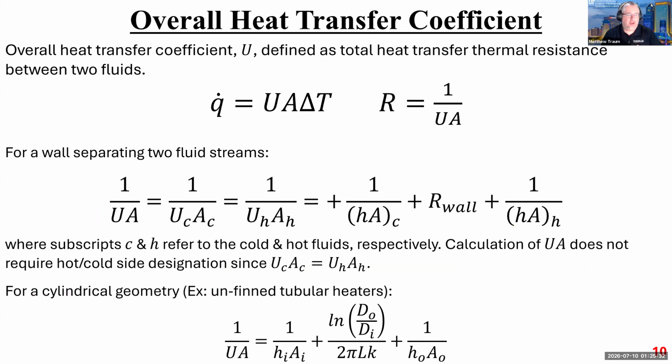Okay. So the overall heat transfer coefficient is defined as the total heat transfer thermal resistance between the two fluids. We talked about that. For the cases that I just talked about, where I have just a conductive wall separating the two fluid streams, nothing more complicated than that, I can write 1 over UA. And it turns out that 1 over UA is equal to 1 over the UA associated with the cold side, which is also equal to 1 over UA, which is associated with the hot side.